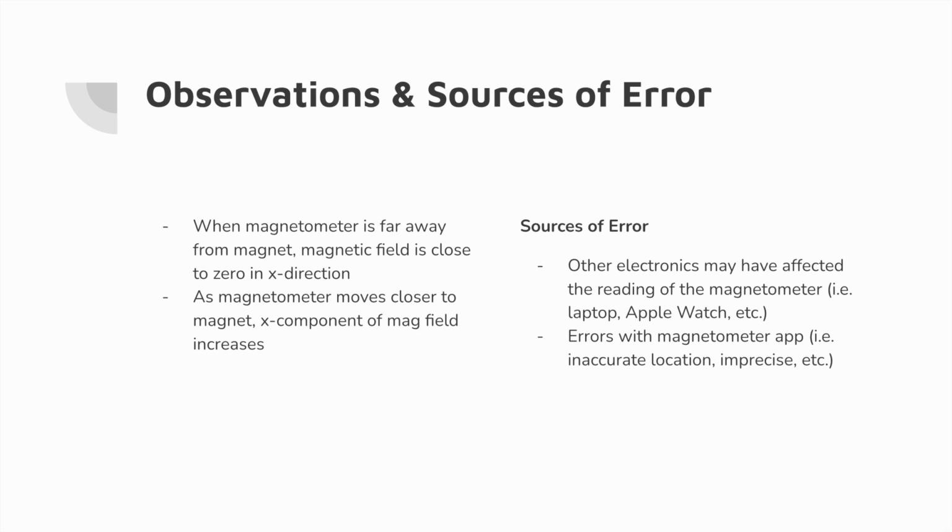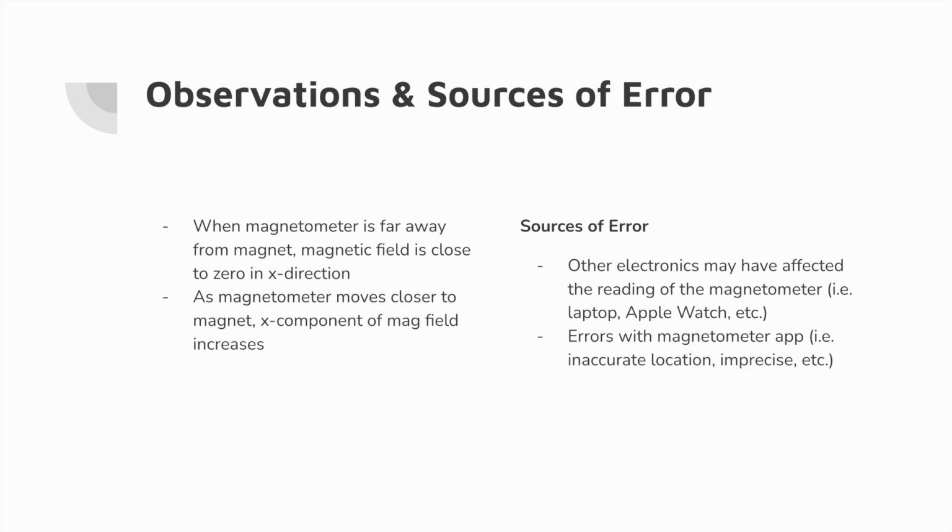There were also errors with the magnetometer app, mostly user error. I had a problem keeping it steady and getting a steady reading. It was flip-flopping all over the place, and I had to keep closing and reopening the app, so I may have shifted my phone a little bit and misaligned it.